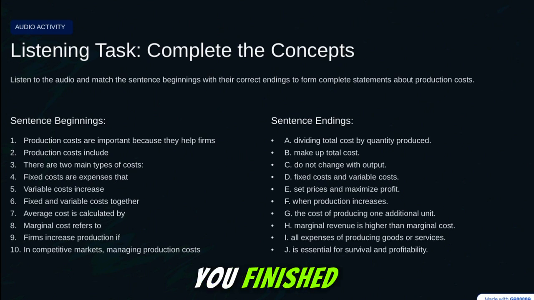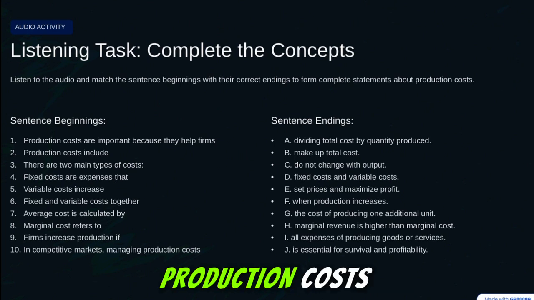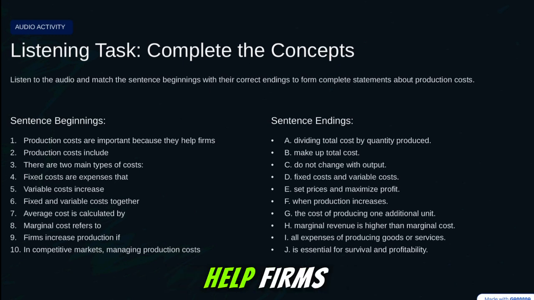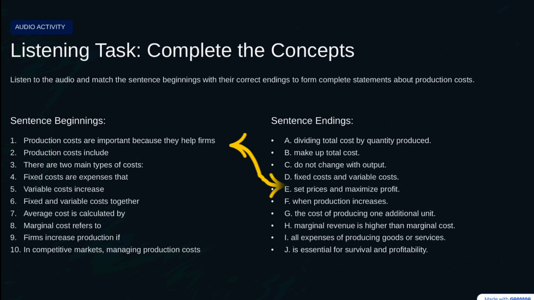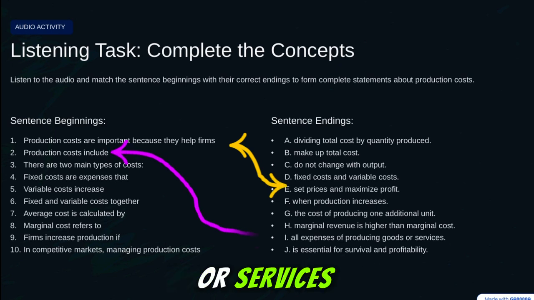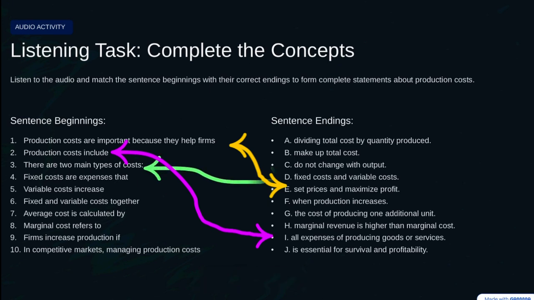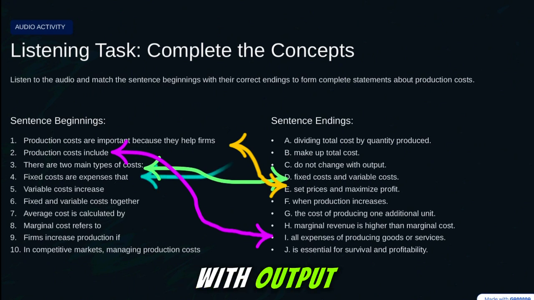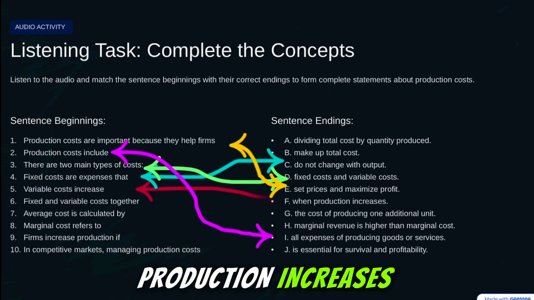All right, if you finished, let's check the answers. So, first, production costs are important because they help firms set prices and maximize profit. Production costs include all expenses of producing goods or services. There are two main types of costs, fixed costs and variable costs. Fixed costs are expenses that do not change with output. Variable costs increase when production increases.